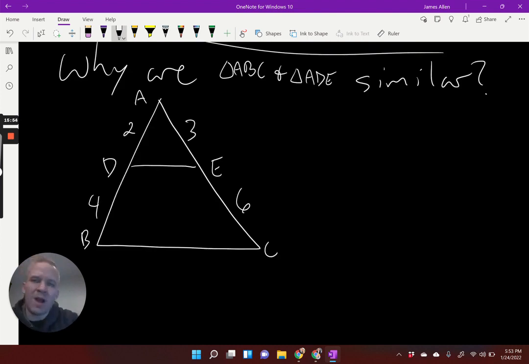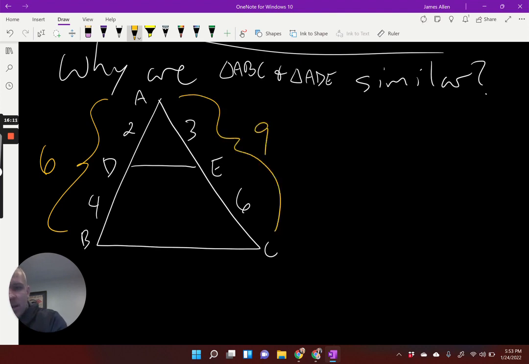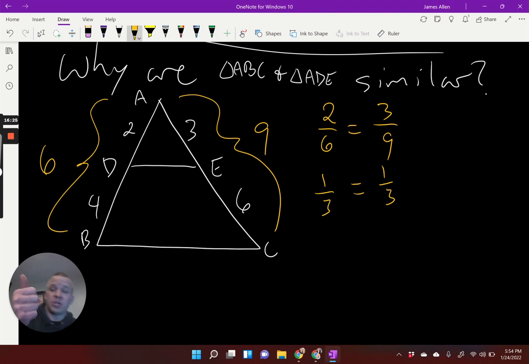All right, so next question is, why are triangles ABC and ADE similar? Good question. Well, if I look at my sides of ADE, I've got a 2 and a 3. Now my total sides for AB, that'd be 6, and this would be 9. So we've got some information about sides. Are my sides proportional, right? So we'd have 2 to 6 and 3 to 9. Those both reduce down to 1/3. So that checks out. The sides that are known are proportional.